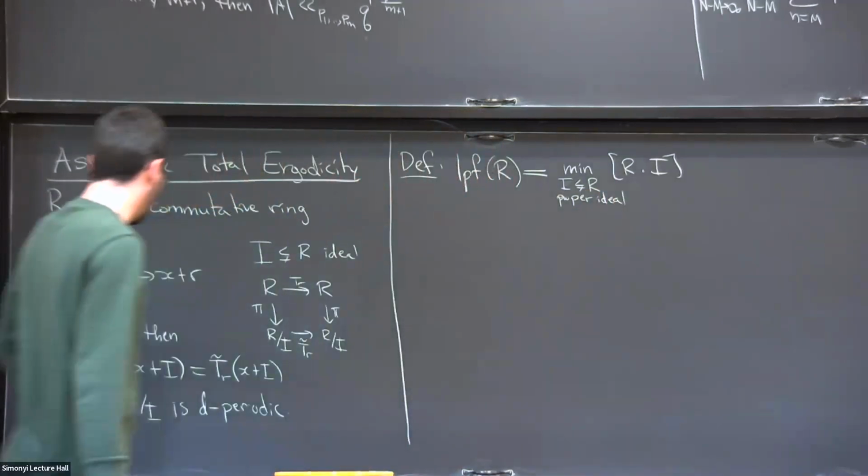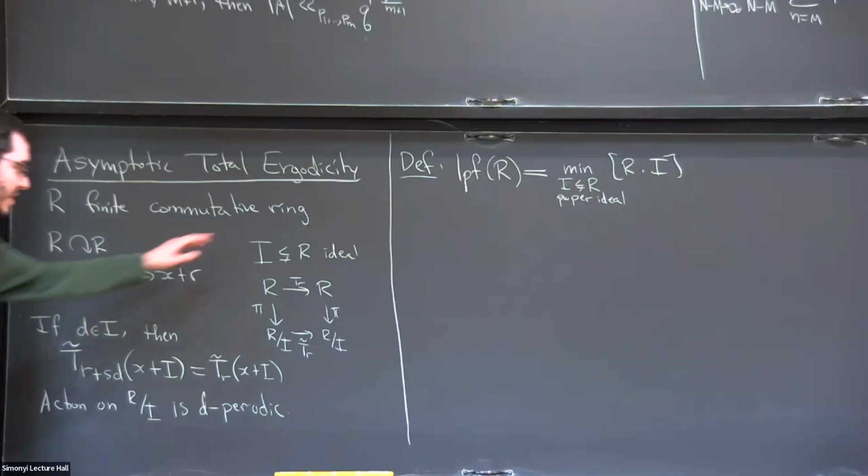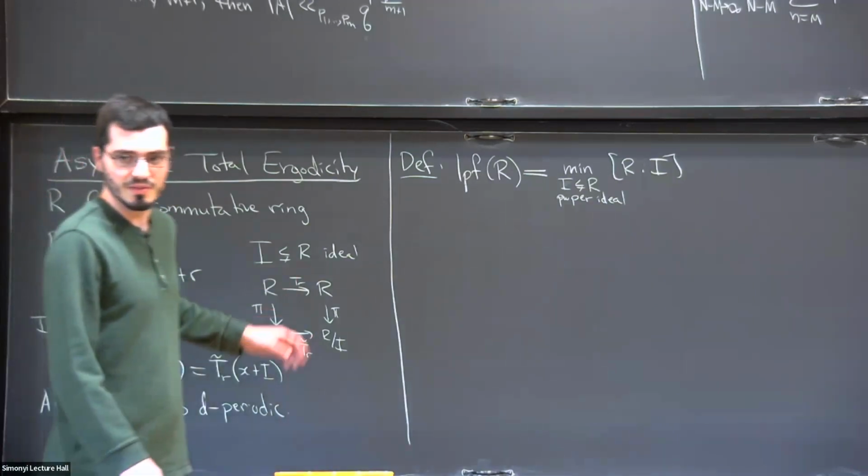Smallest index of a proper ideal. I guess I should say, if I had some periodicity, I could look at the principal ideal for my periodic thing, and that would get me a factor of this form. So these are really the factors to worry about.